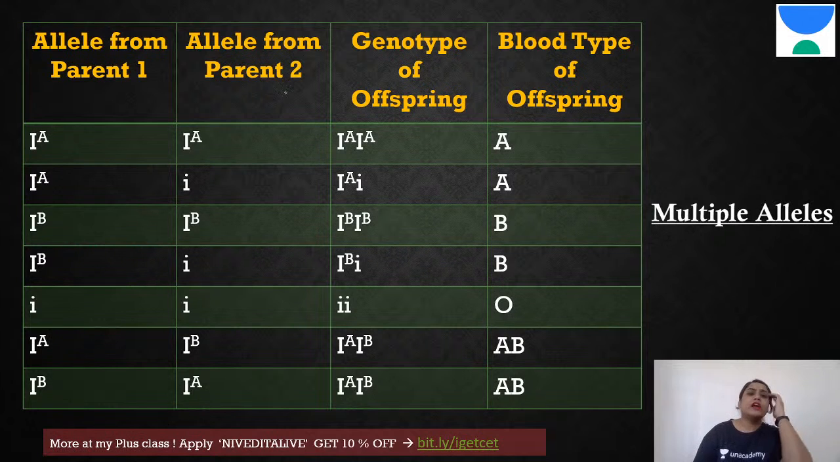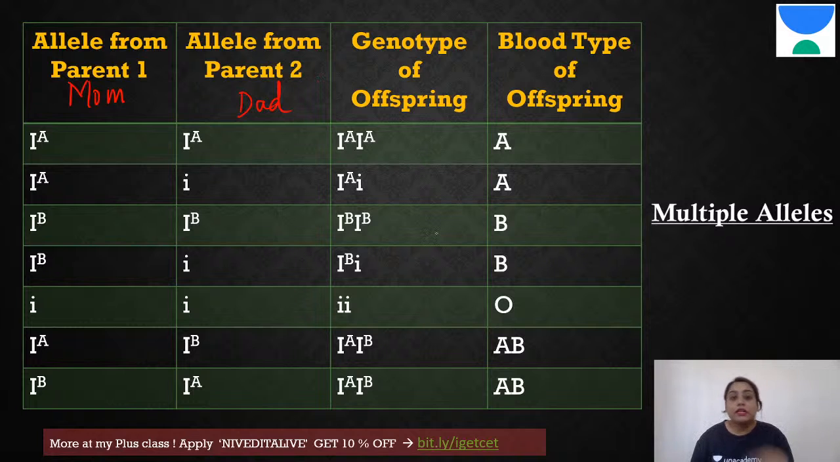Now, each allele comes from one parent. So if this is your mom and this is your dad, your biological mother and your biological father, then we can see a genotype in the offspring. If the mother's allele is IA and the father's allele is also IA, then fusing the two, IA and IA, the blood group is A, right?